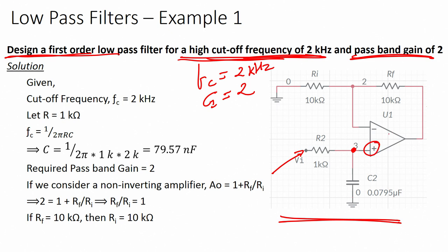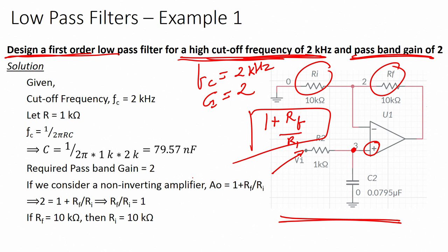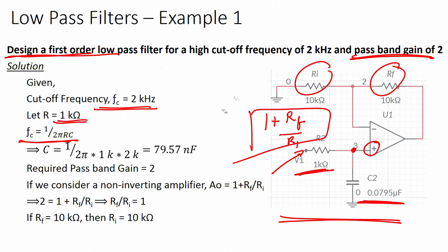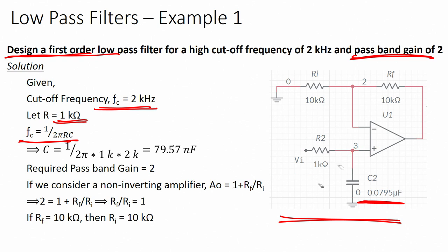So, this looks like a non inverting amplifier, correct. For a non inverting amplifier, what is the DC gain? 1 plus RF by RI, this we know, right. So, FC is given, R is given, where is R? R is 1 kilo ohm, and C is also given. FC equals 1 upon 2 pi RC, we know this formula. What is the formula for the critical frequency of the first order low pass filter? FC equals 1 upon 2 pi RC, we know it, beautiful.